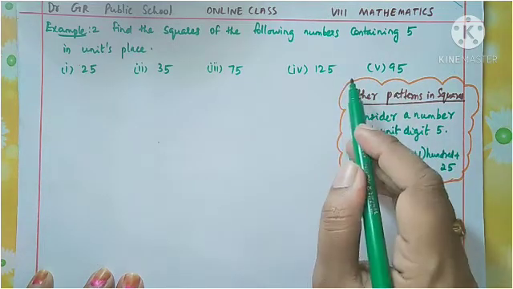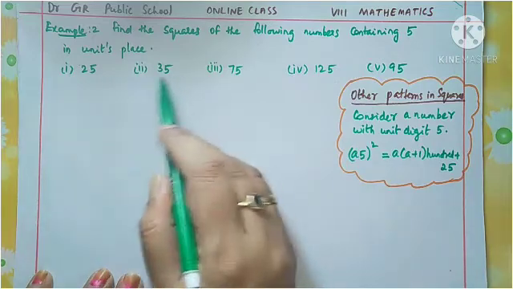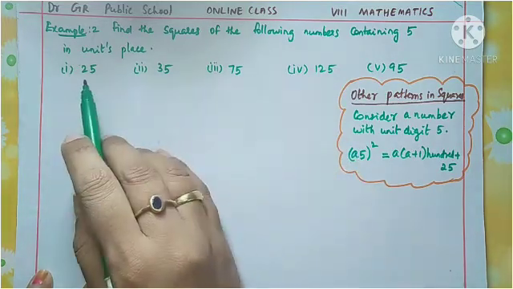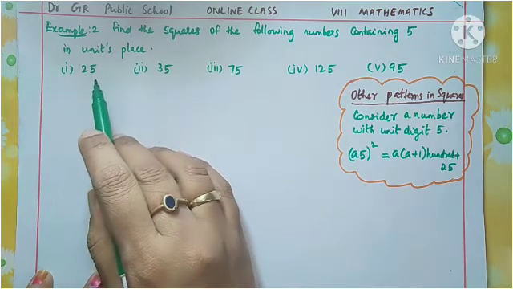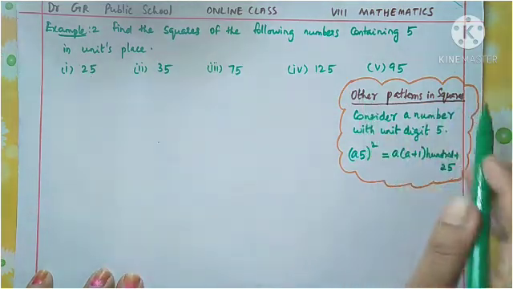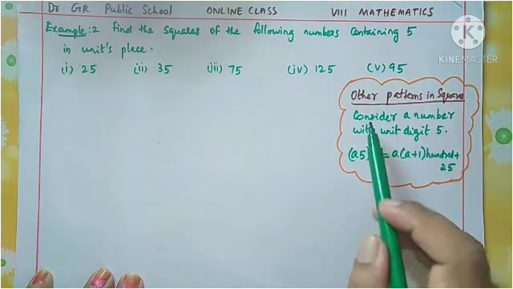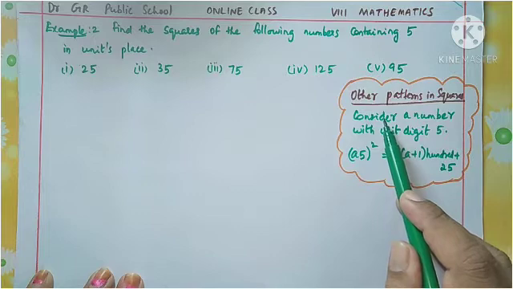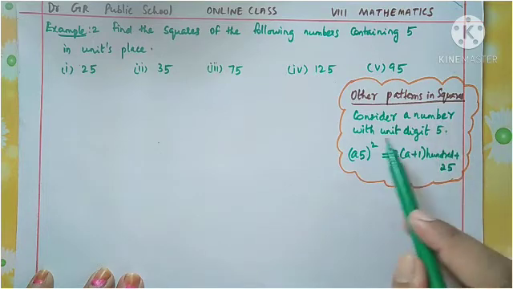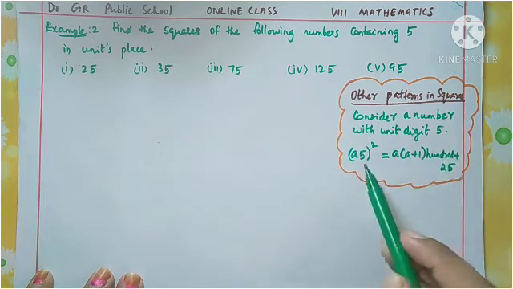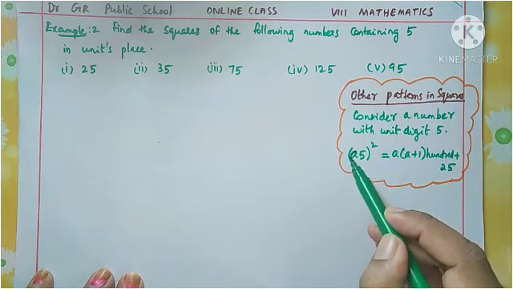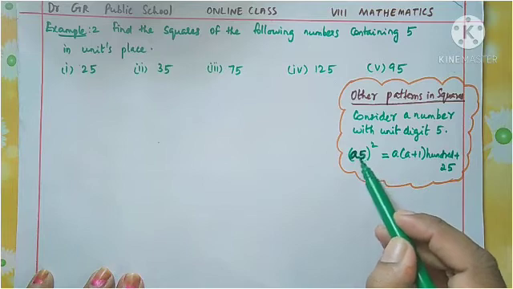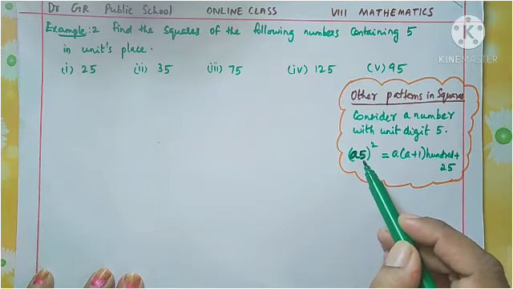So this is another form of a number; we are going to study how to find the square of numbers having 5 in units place. For that there is a rule here, which I have written. This is one of the other patterns of square numbers. Generally we can say, consider a number with unit digit 5. So here generally I have taken a number A, and this number has another number 5, that is, the unit digit is 5.